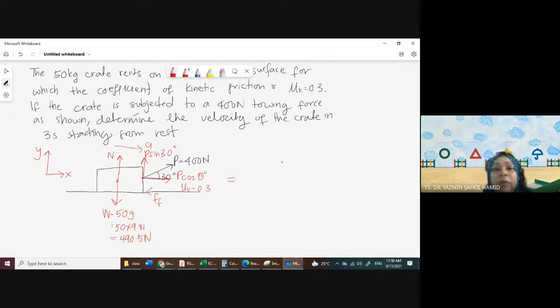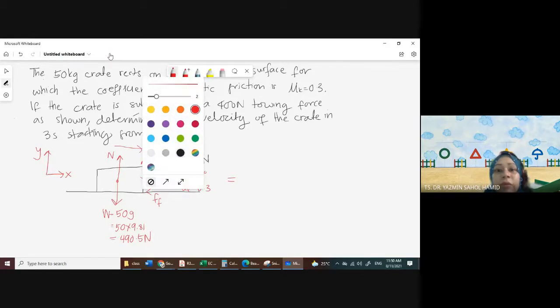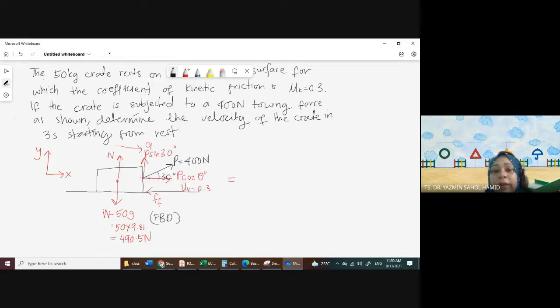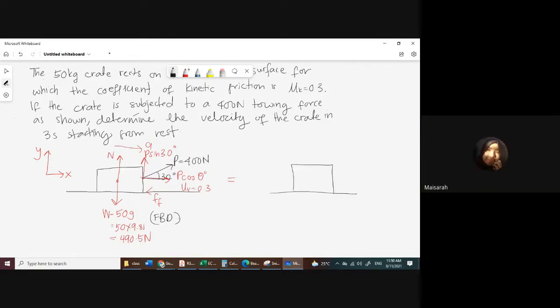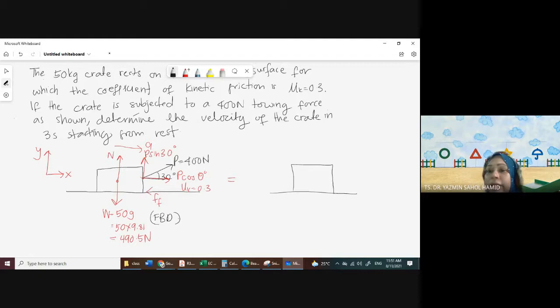So this one will equal to what? Plus, it will equal to the kinetic diagram, right? This is the free body diagram, next equal to the kinetic diagram. Okay, so what is our kinetic diagram? It is m a. Understand?